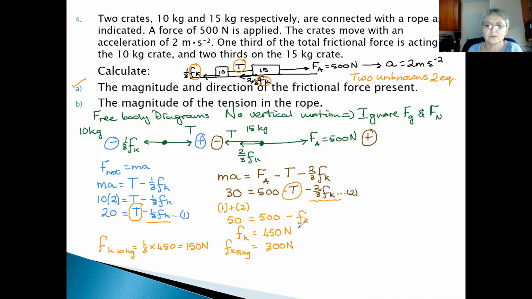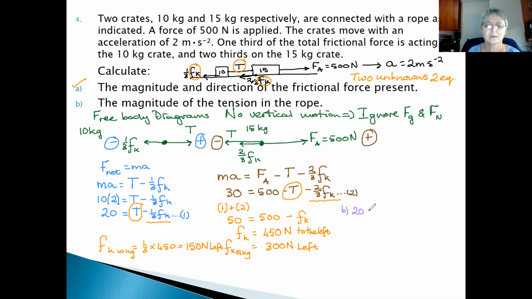A, and that would be to the left. Left and left. Number B asks for the tension in the rope. To calculate the tension in the rope, we could use either equation 1 or equation 2. It seems a simpler situation to use equation 1. So I'm going to use equation 1 to answer question B.